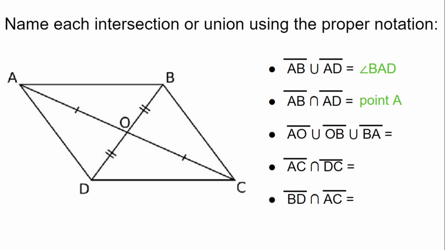The third question asks us what's the union of segment OA, OB, and BA. These three segments form a triangle, which is BOA. You could also name it as triangle OAB or OBA or several other names. The fourth question asks us what is the intersection of segment AC and segment DC. Segment AC and segment DC share a common point, which is point C. The last question asks us what's the intersection of segment BD and segment AC, and that's point O.